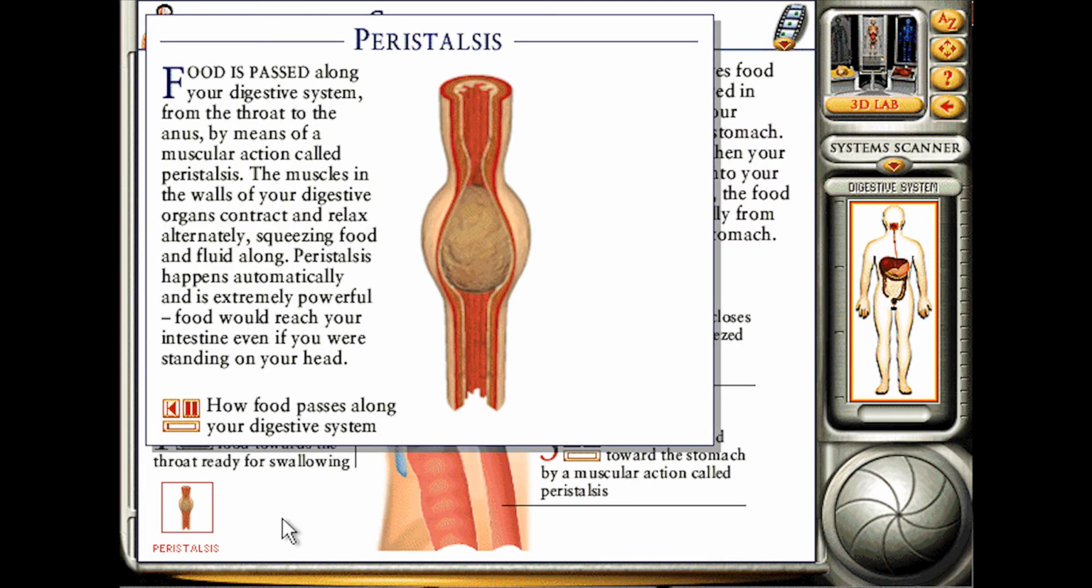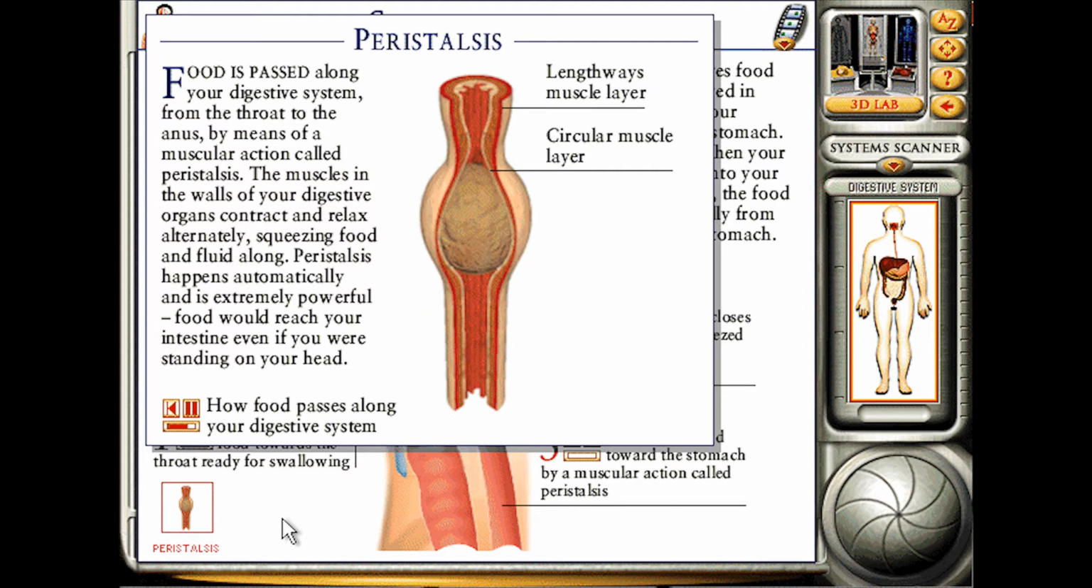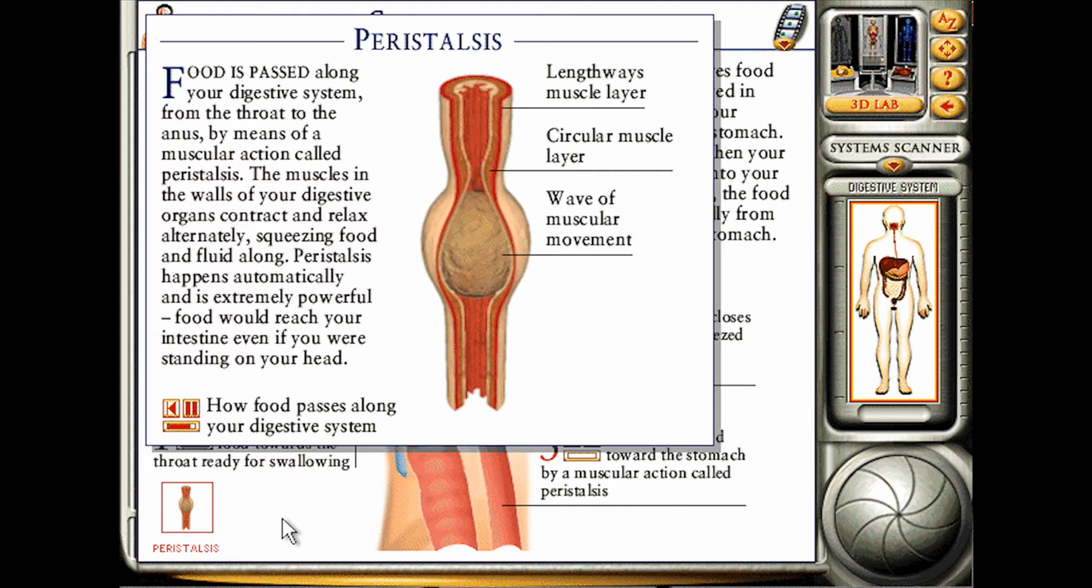Peristalsis is the process by which food is passed through the tube-like organs of the digestive system. These tubes consist of 2 layers of muscles, an outer lengthways muscle layer and an inner circular muscle layer. The alternate contraction of these layers creates a wave of muscular movement that squeezes food all the way from the mouth to the intestines.